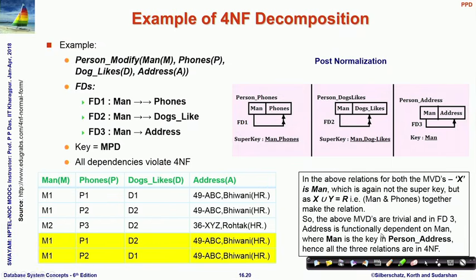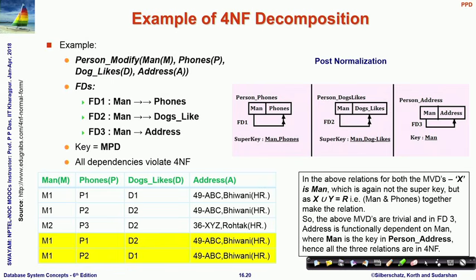Here I am just showing examples of 4NF decomposition. So, we started this discussion with a person relational scheme having man, phone and dog likes, MPD. I have just modified it and added another attribute, address, so that in addition to the multivalued dependencies, I can also have a functional dependency. So, we have two multivalued dependencies like before, man multidetermining phones and man multidetermining dog like, but now I have a functional dependency, man determining address. The key continues to be MPD.